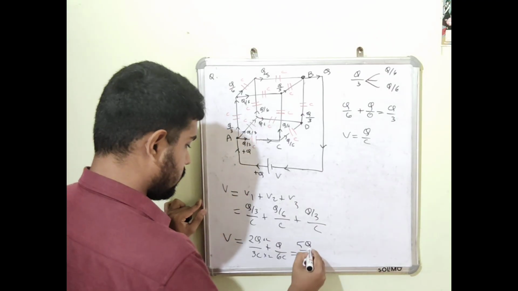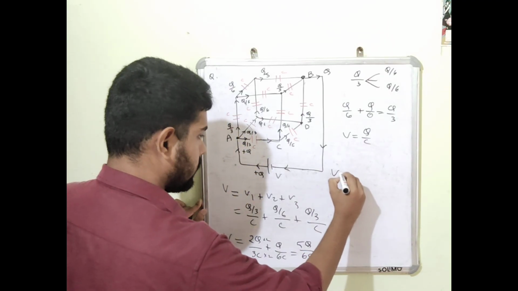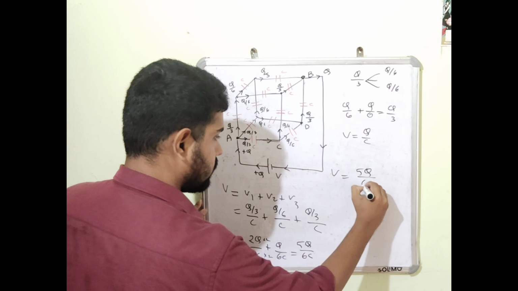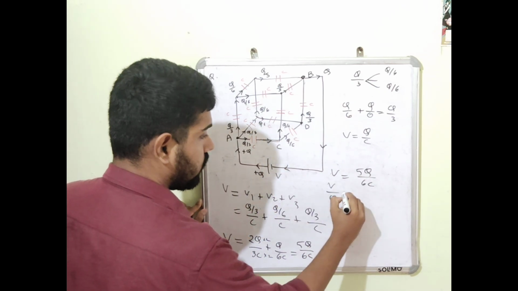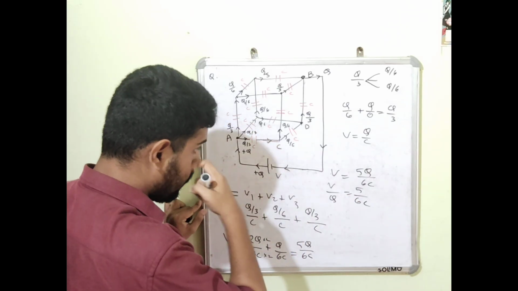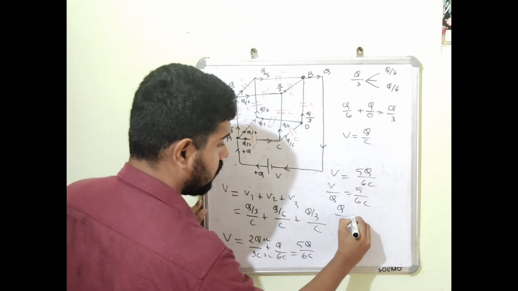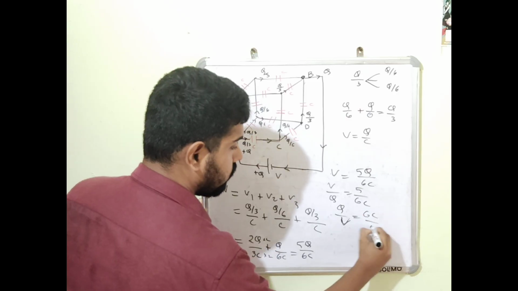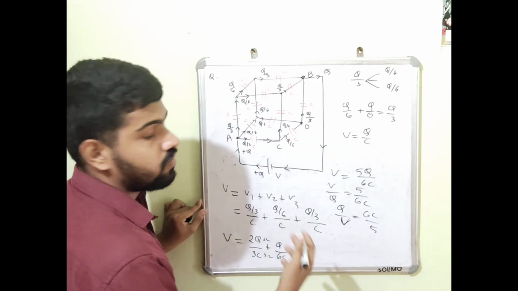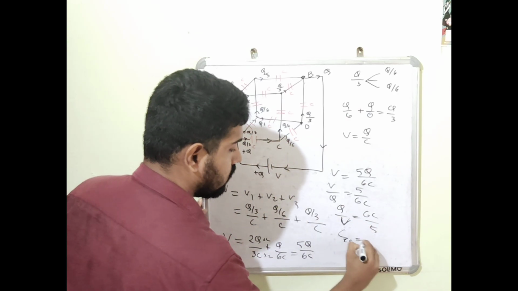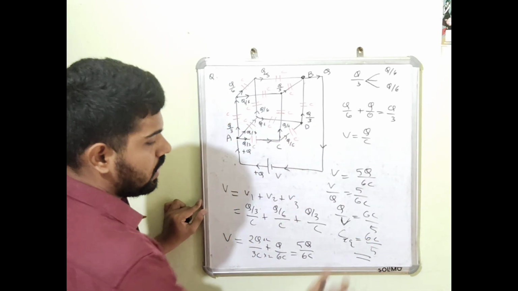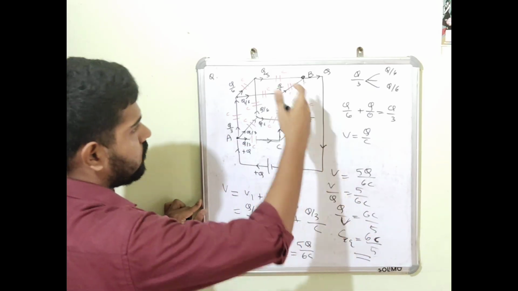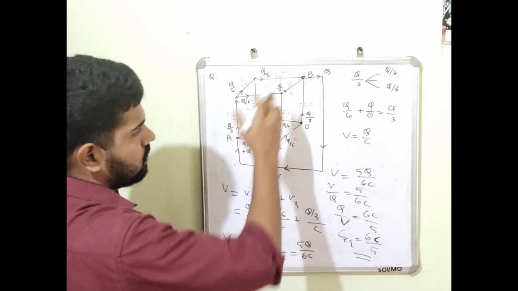Now let us take this Q to the left side. Once again, V equals 5Q by 6C. This Q goes to the left side, so V by Q equals 5 by 6C. Let us take the reciprocal, that is Q by V equals 6C by 5. Q by V is what? It is our equivalent capacitance. So the equivalent capacitance is 6C by 5. This is the equivalent capacitance when we take 2 points just opposite in this cube.